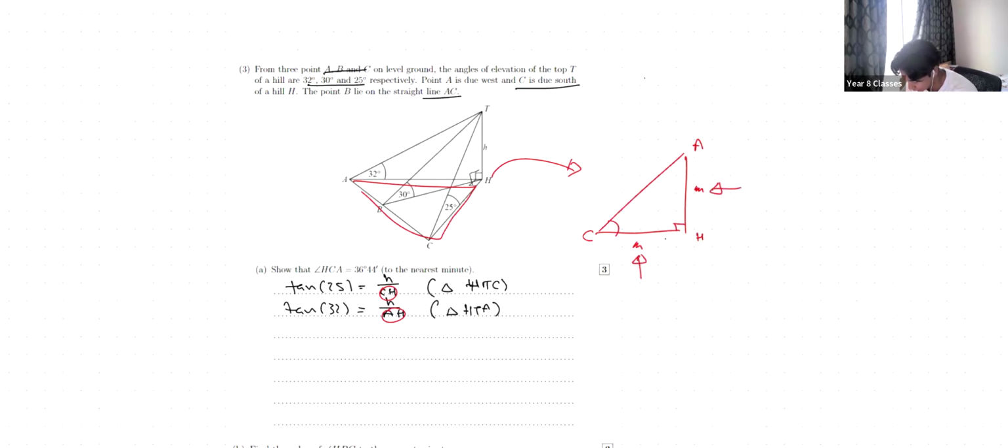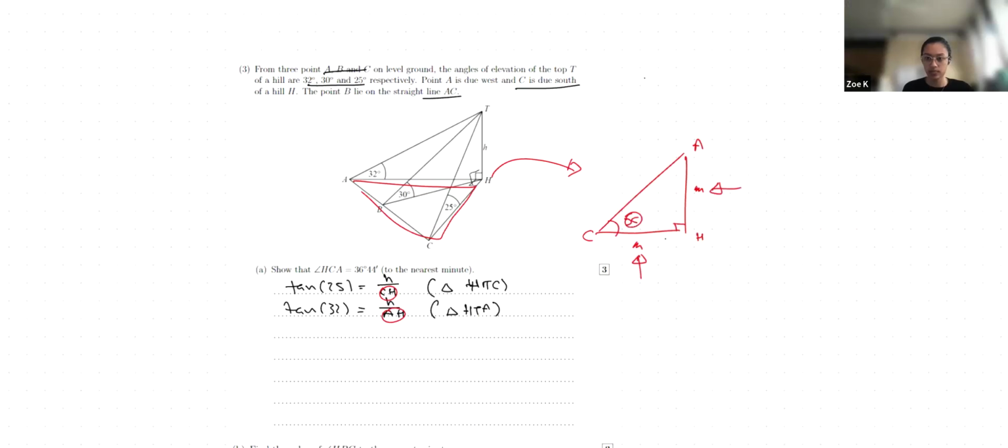Right. Let's analyze the bottom triangle first. So this triangle here. If I was to draw this out and just rotate it, it's going to look like this. So H, this is a right angle, this is A, and this is C. And we have an expression for CH over here if we rearrange this equation. We have an expression for AH if we rearrange this equation. And the angle we want is HCA. So, given that we can get an expression for AH and an expression for CH, how are we going to find this angle? Let's just call it X.